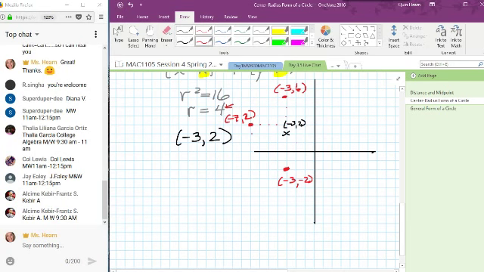Oops, I drew that up a little too high. Let's fix that. There we go. And then to get the point to the right, we're going to add 4 to the x-coordinate. So negative 3 plus 4 is going to be 1, and the y-coordinate stays the same. And then we're going to just draw in our circle. Okay, and so there's our circle.